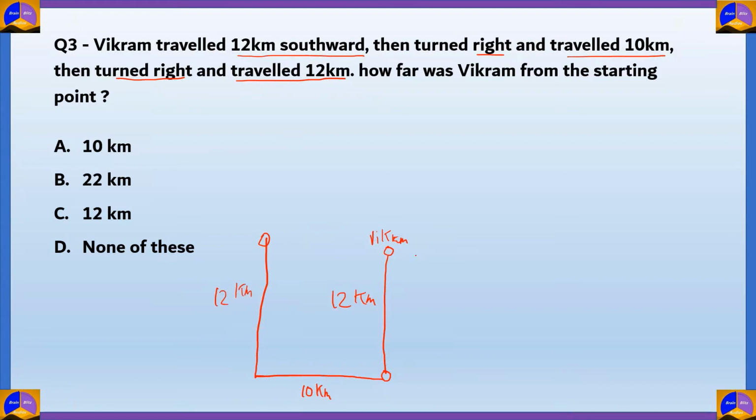How far was Vikram from the starting point? So Vikram started from here and ended over here. So what we have to find out is this distance. Now 12 kilometers he traveled in a straight line, and also these 12 kilometers he traveled are parallel to each other, and they are placed equally so that when both the points meet they will have the same amount. Which means the distance from this point to this point would be equal to the distance from this point to this point. So we know the distance from this point to this point is 10 kilometers, which means the distance from this point to this point will be equal to 10 kilometers, which gives us the answer, option A, 10 kilometers.